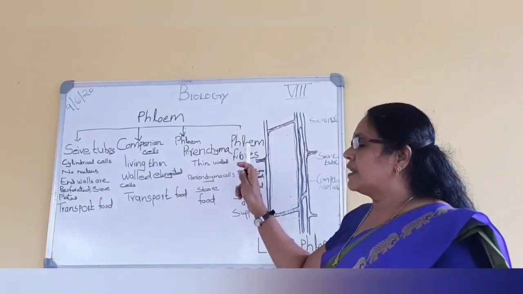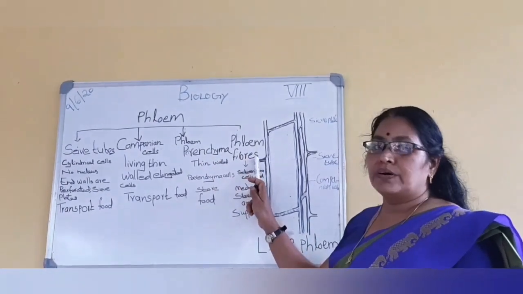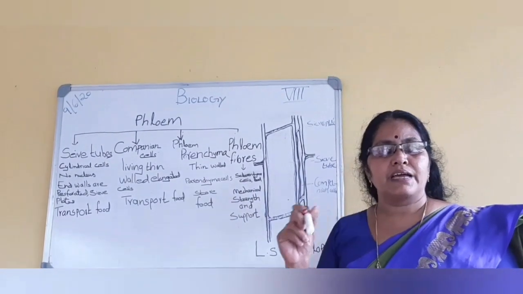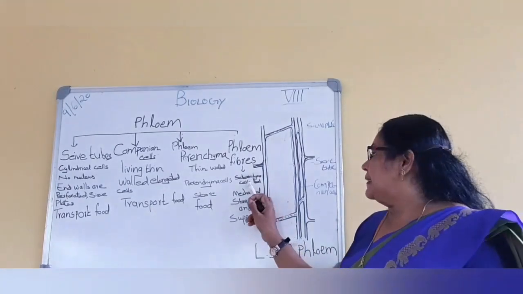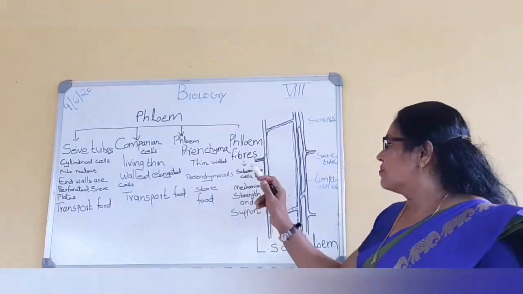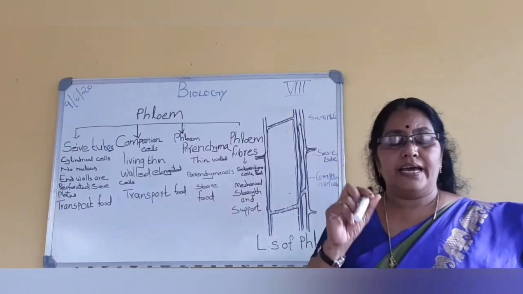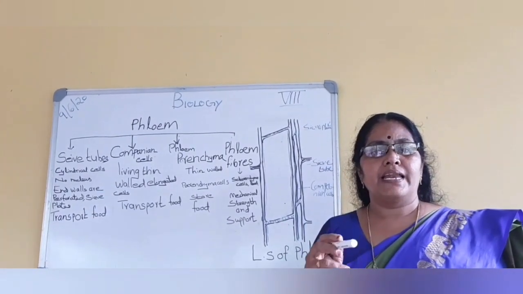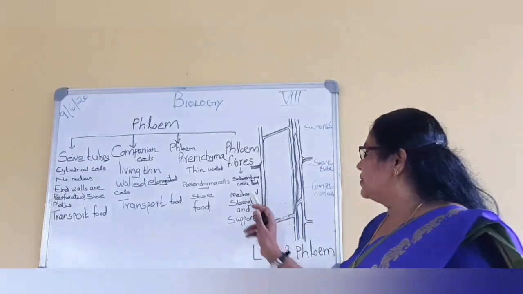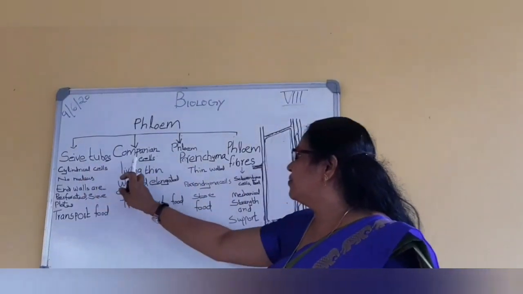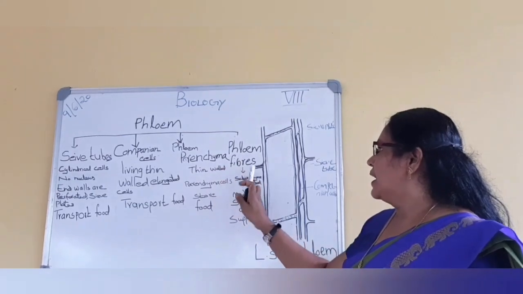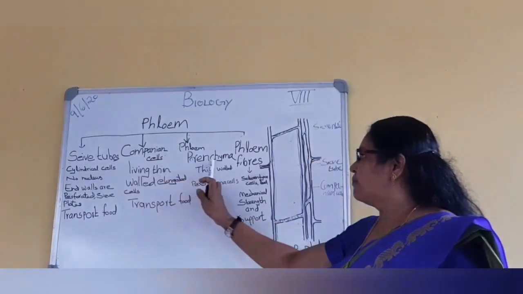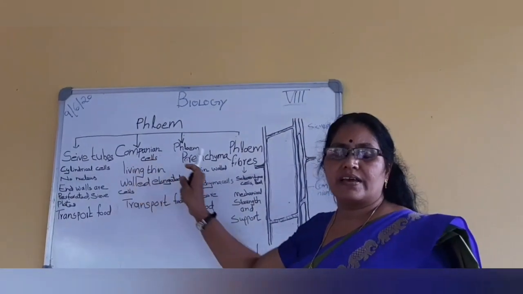And the next cell in the phloem is phloem fibers. They are made up of sclerenchyma cells. You learned about the sclerenchyma cells last year. That is, they are dead cells. Sclerenchyma cells are very thick. They have thick-walled cells, and their main function is to give mechanical support to the plant. So these are the phloem. Phloem consists of sieve tube, companion cells, phloem parenchyma and phloem fibers. All these cells together are known as the phloem. Since it is made up of four types of cells, it is a complex tissue.